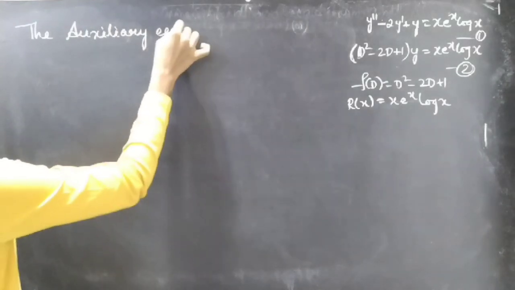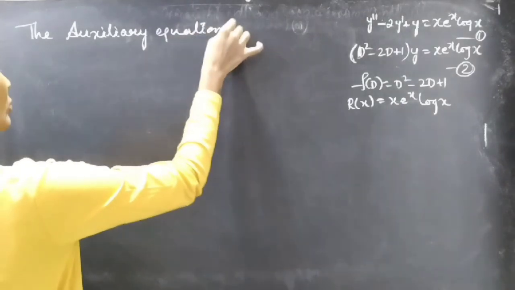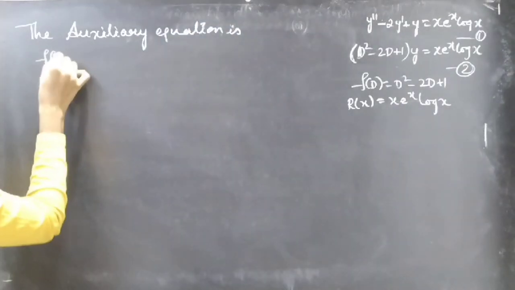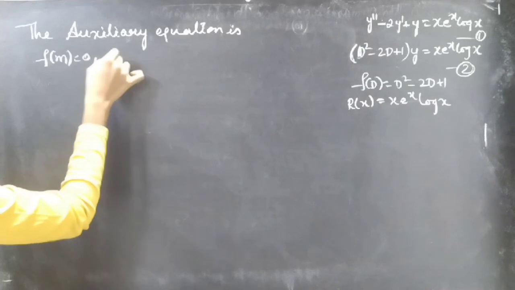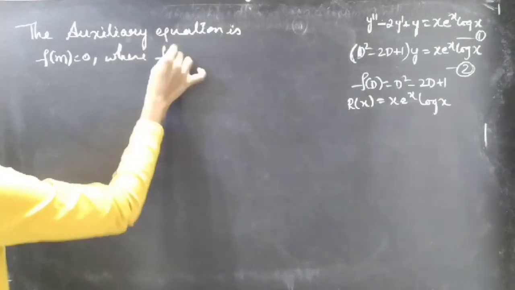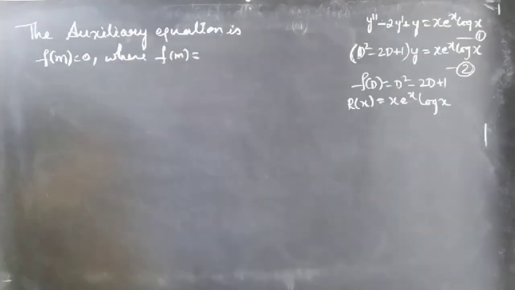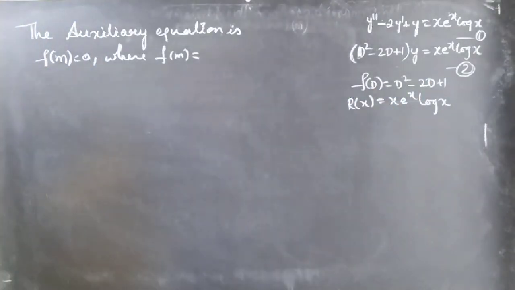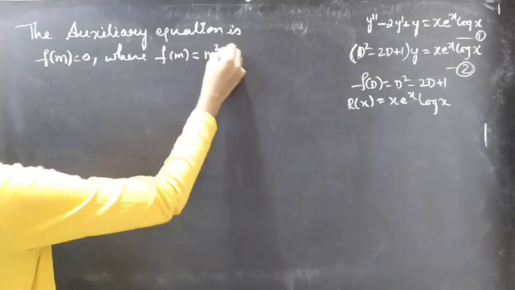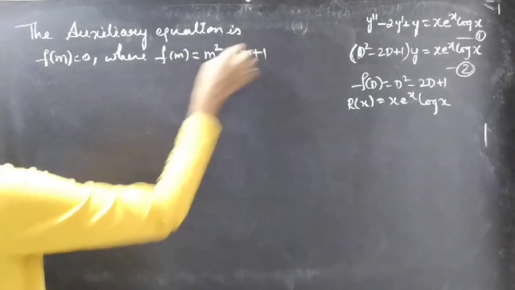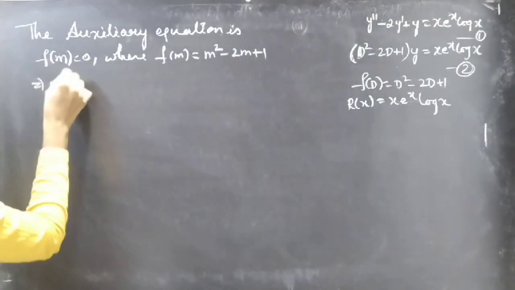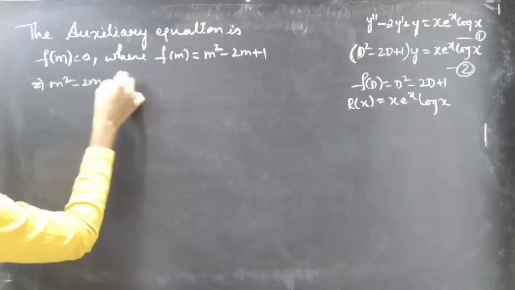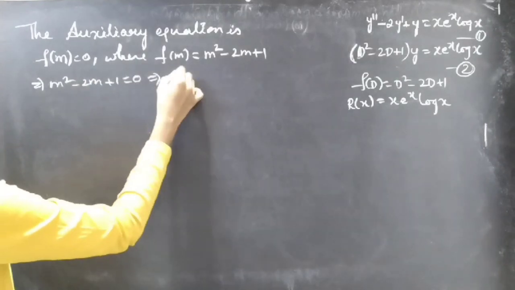The auxiliary equation is f(m) = 0, where f(m) equals f(D² - 2D + 1). Let's replace the differential operator by m so that we'll get f(m) = m² - 2m + 1. Now the auxiliary equation becomes m² - 2m + 1 = 0. Now we need to find roots to this equation.